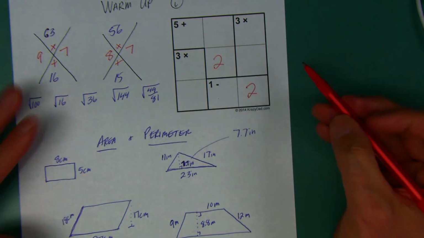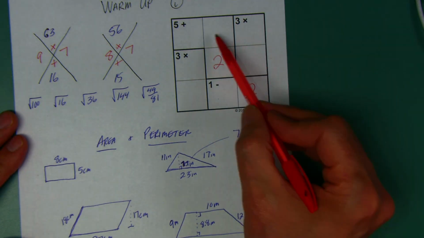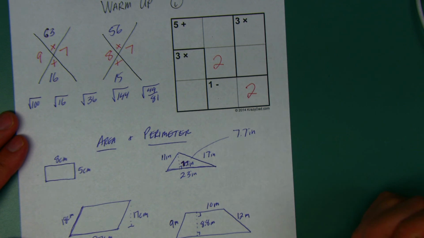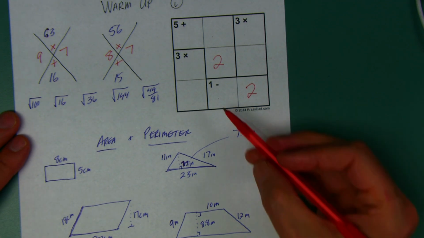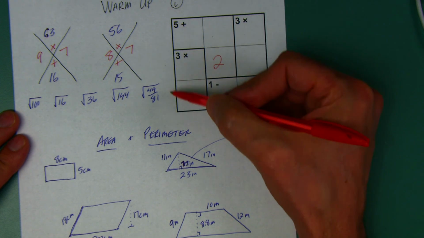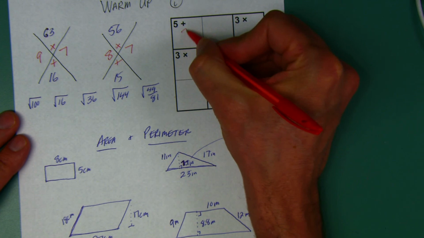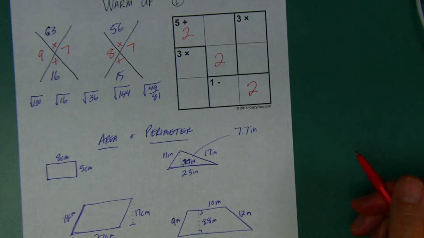And I don't have any 2s in the top row, and it can't go there, and it can't go there. So I don't have any 2s in this column, and it can't go there, and it can't go there. So hopefully you figured out this has got to be a 2 as well. I'm going to let you finish that. Okay, that's a hint for those that didn't get it yet.